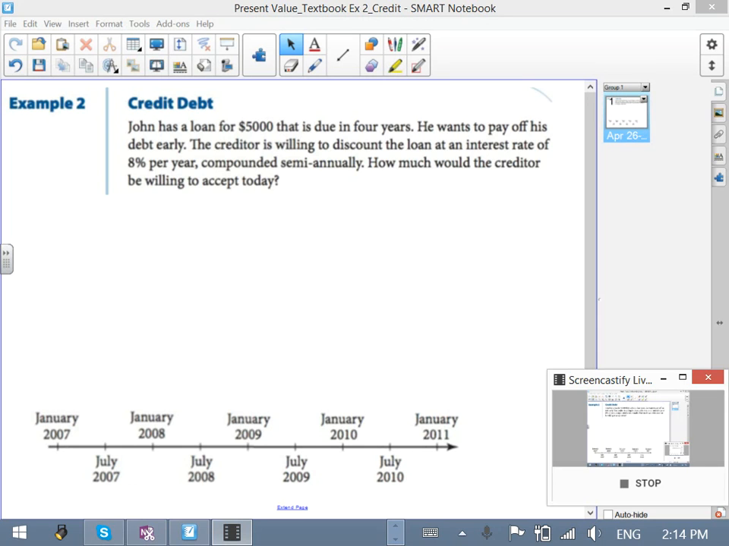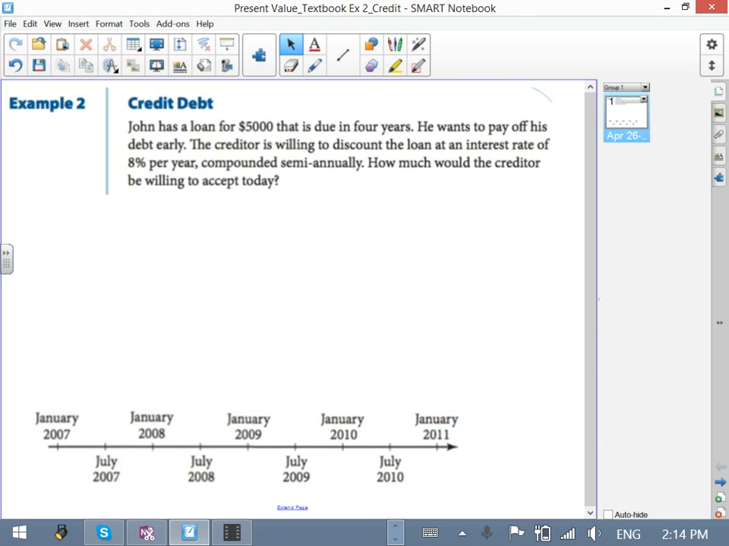Hey everybody, I thought I would create a screencast that would help you, as opposed to just reading the example that has been assigned to you on present value. I thought this might be a good way to help shed some light on the topic and help you to decipher what's going on. Okay, so here's example two from the text, and it's one about credit debt.